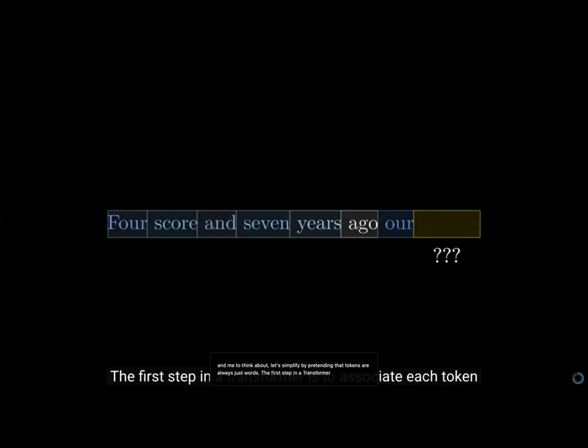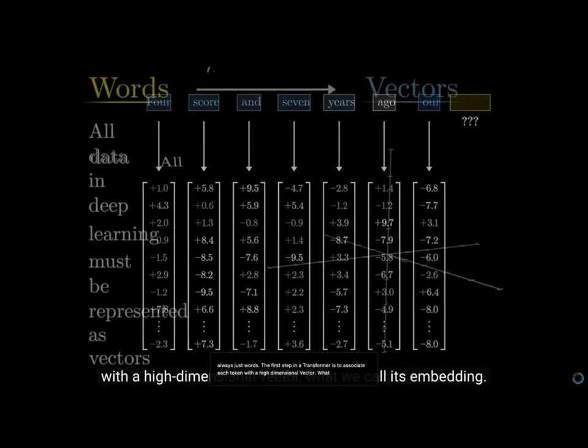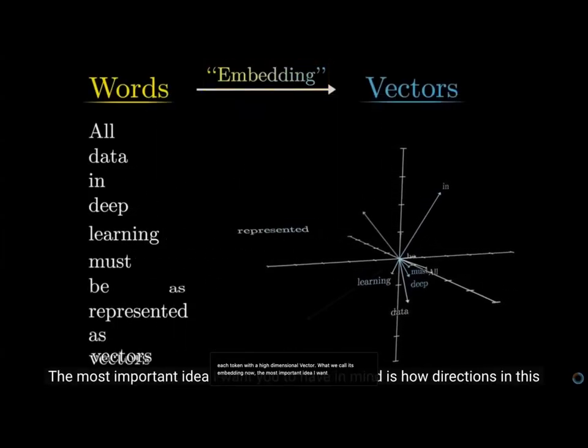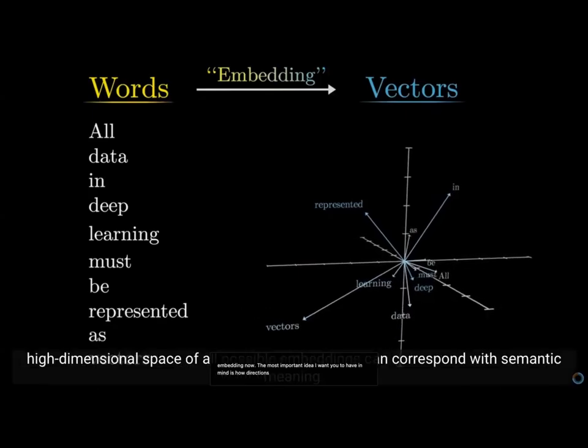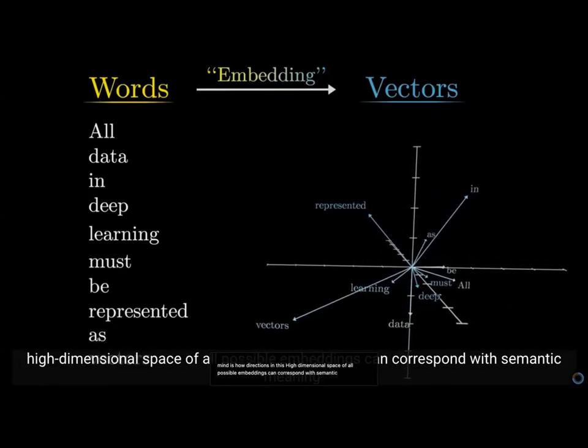The first step in a transformer is to associate each token with a high-dimensional vector, what we call its embedding. Now, the most important idea I want you to have in mind is how directions in this high-dimensional space of all possible embeddings can correspond with semantic meaning.